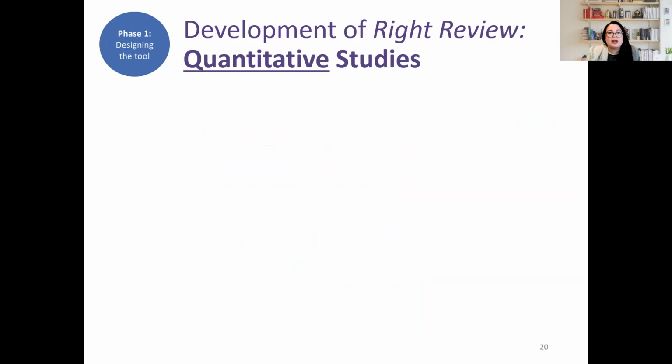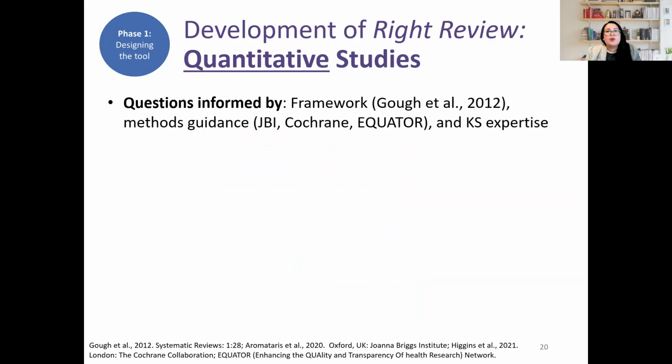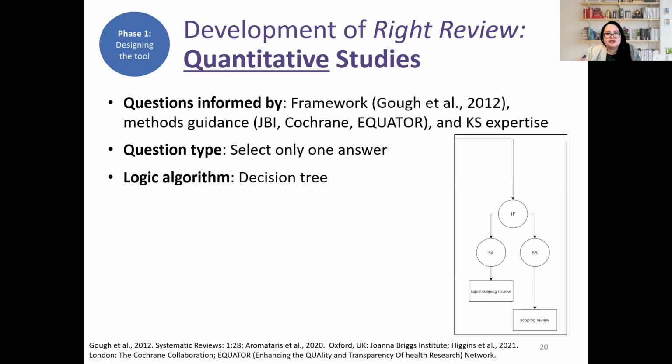So I'm going to start with the quantitative studies. So the questions were informed by a framework of different knowledge synthesis types by Go et al., as well as methods guidance and knowledge synthesis expertise on our team. The question type is multiple choice, but you're selecting only one answer. And the logic of the tool was a decision tree, which essentially matches the user's inputs with attributes of the knowledge synthesis methods. So this is really how the back end of the tool works.